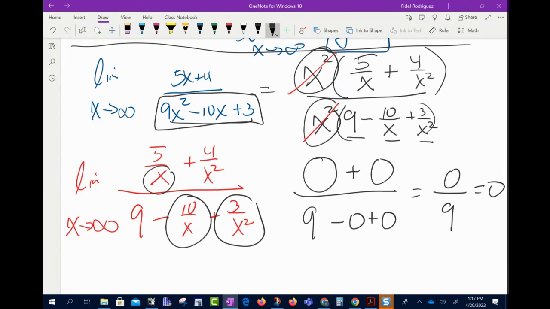Anything that is divided by 0 is going to be undefined, or it's going to approach either infinity or negative infinity.